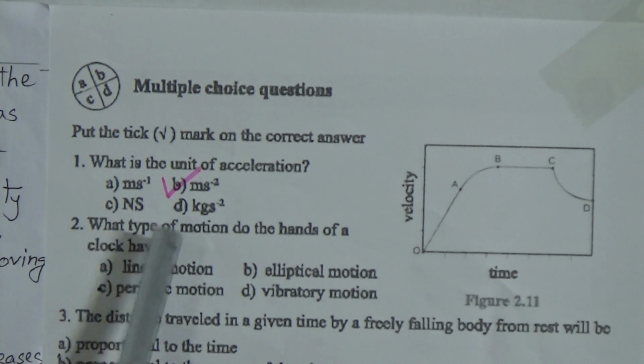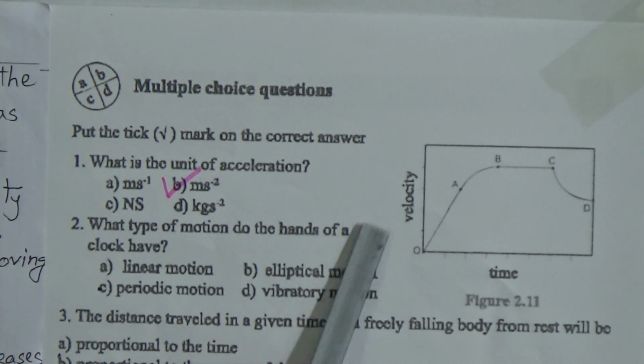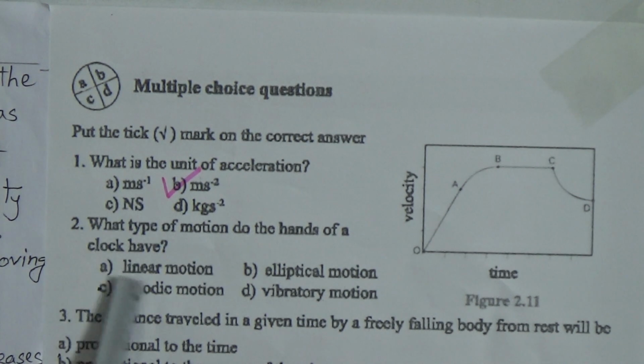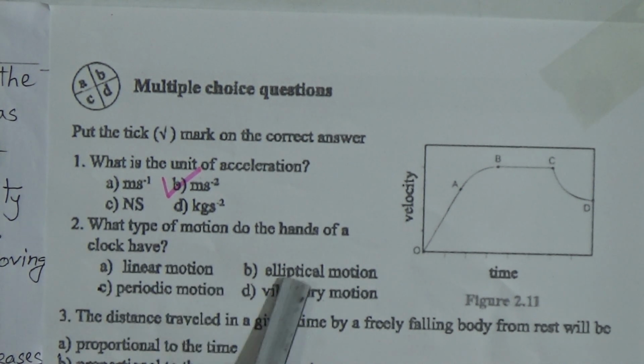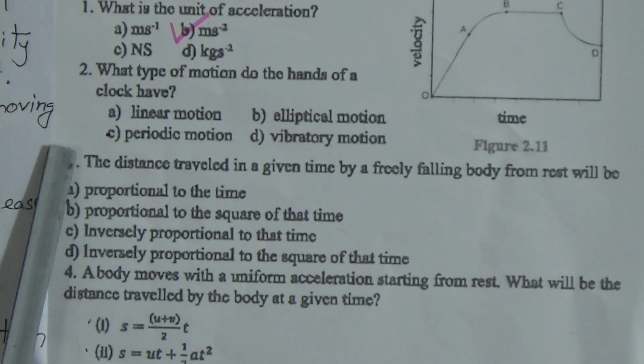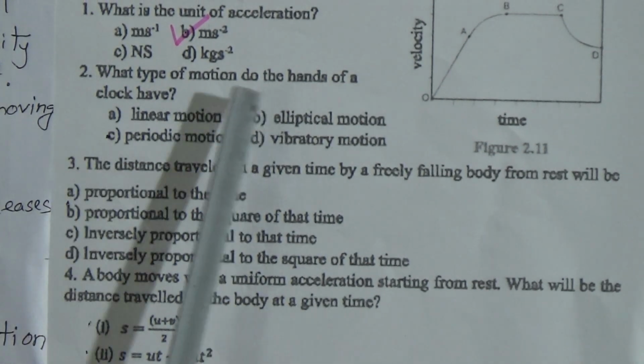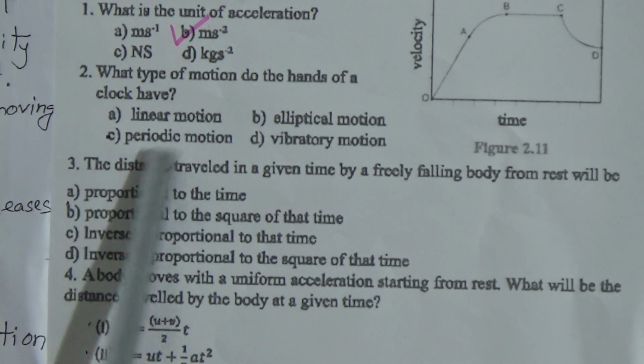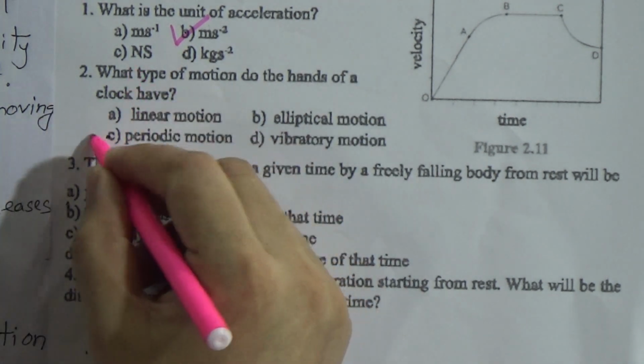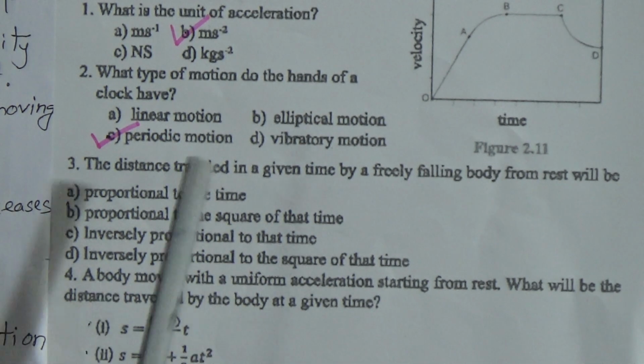Number 2, what type of motion do the hands of a clock have? Option A, linear motion; option B, elliptical motion; option C, periodic motion; and option D, vibratory motion. My dear students, we have already learned in the chapter that the hands of a clock have periodic motion. So option C is correct.